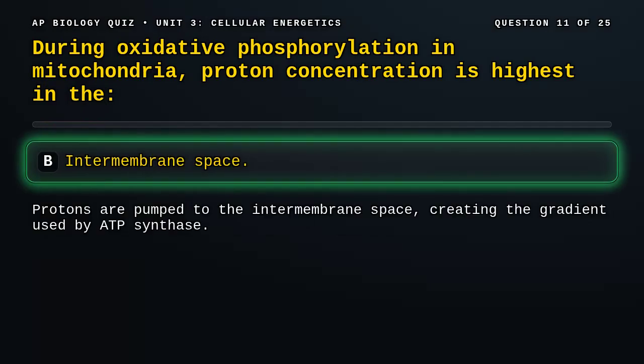Correct answer B. The ETC pumps protons from the matrix to the intermembrane space, creating a gradient used by ATP synthase.